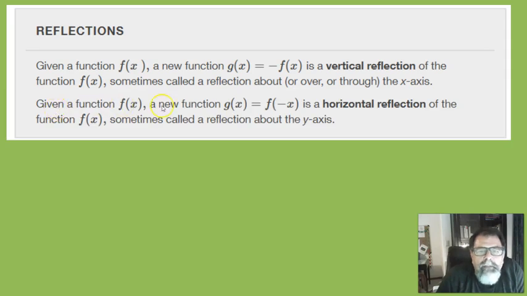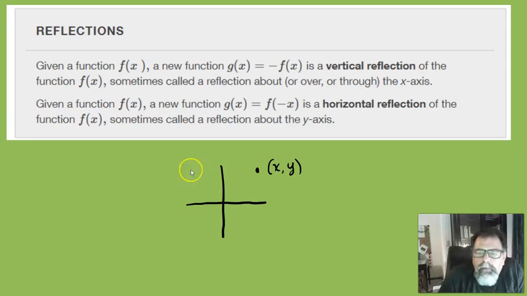Given a function f of x, a new function g of x is equal to f of negative x, and notice where the negative sign is in here. Negative x is inside the parentheses. So that's acting on the x, and remember f of x means y. So see, the negative is acting on the y. Y is up and down, x is side to side. So the top one's a vertical reflection, the bottom one's a horizontal reflection. That's kind of how I keep it straight in my head. Okay, so that's called a reflection about the y-axis on the bottom one.